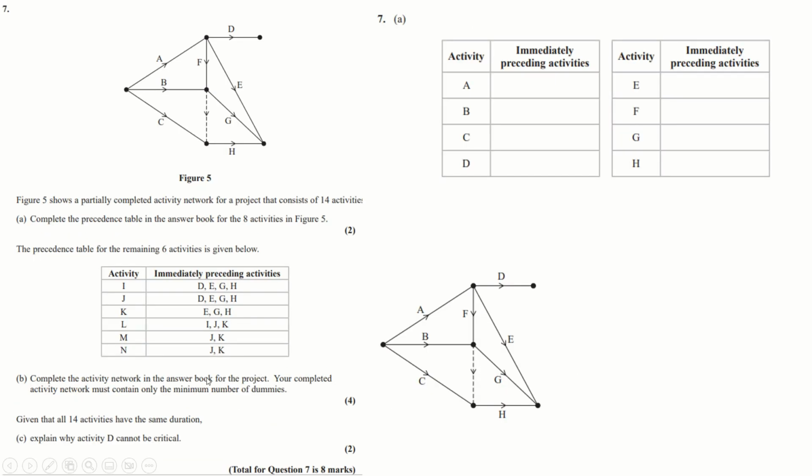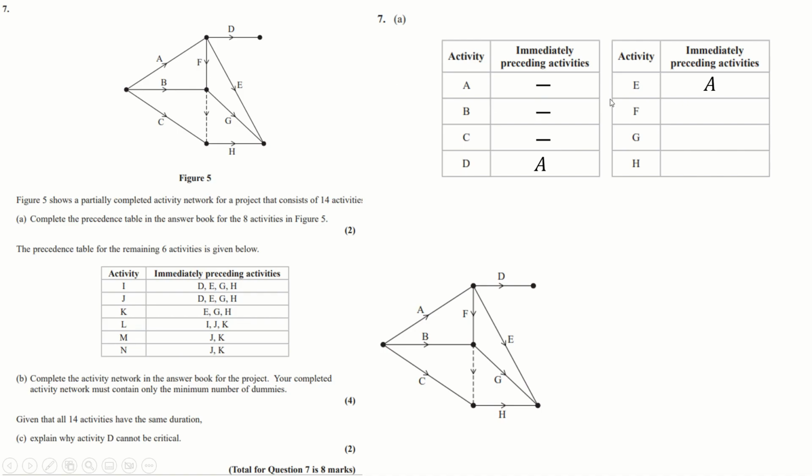Question number 7 then is about this stuff here. Again, can't remember the topic name. We've got a partially completed activity network, and this is the precedence table here. So A, B, and C clearly don't need anything, so that's fine. D needs A to happen, and so does F. They both need A to happen, and so does E actually. Coming down here also needs A to happen.